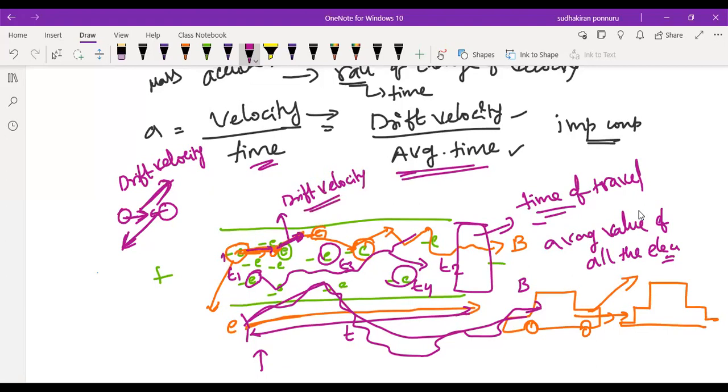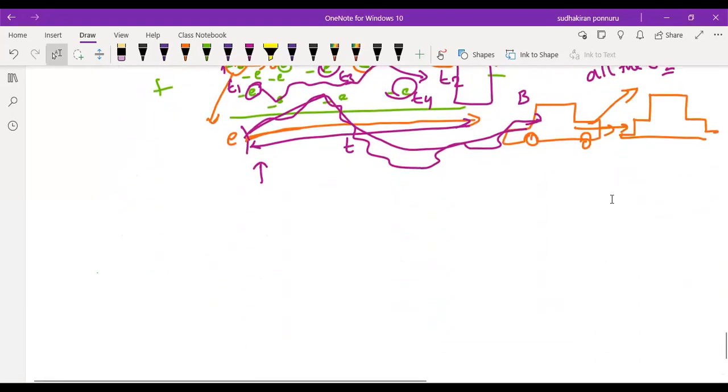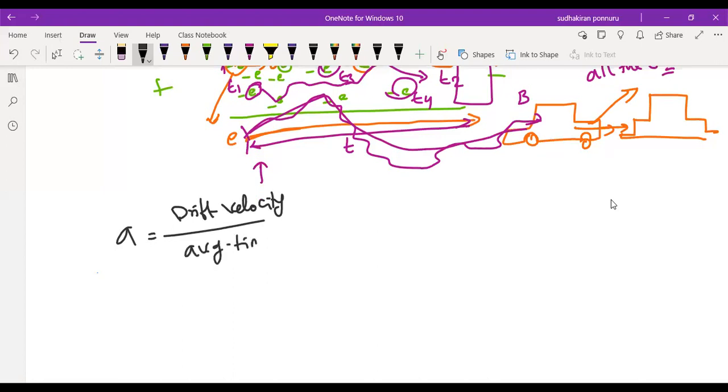So here in the numerator the velocity we are writing as drift velocity. In the denominator, instead of writing time, we have taken average time. So that is the important concept. Therefore, what will be the value of acceleration? a is equal to drift velocity divided by average time. Drift velocity is given by capital V, and the average time I am representing with tau.